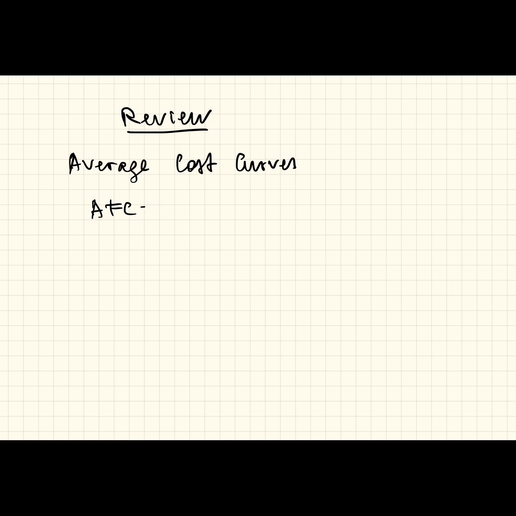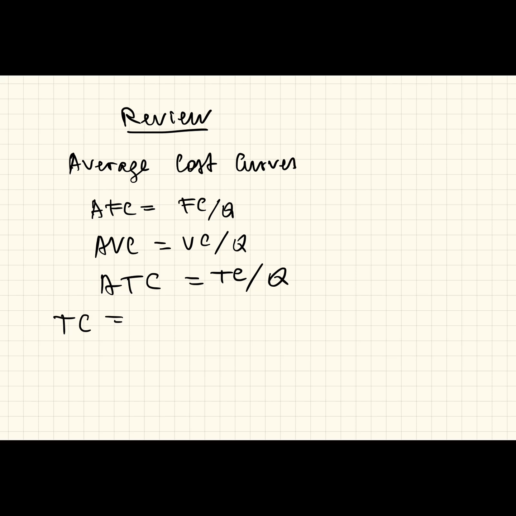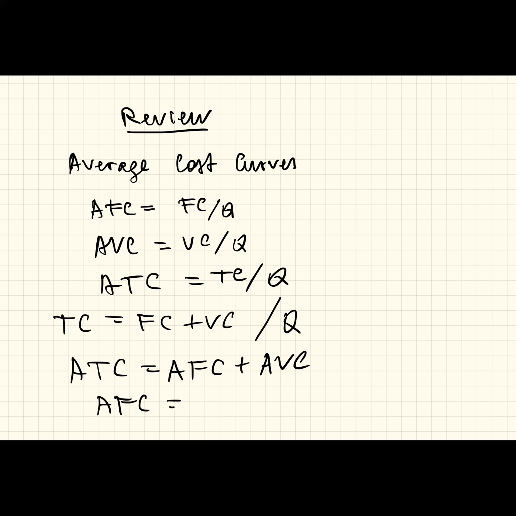So you get AFC as FC over Q, right? Basically you divide everything by Q and you get your averages. AVC is VC over Q, and ATC is TC over Q. And also, you might recall this formula we saw earlier, TC equals FC plus VC. So if you divide everything by Q, you will get the following. ATC equals AFC plus AVC, which can be rearranged, so you can express AFC as ATC minus AVC.